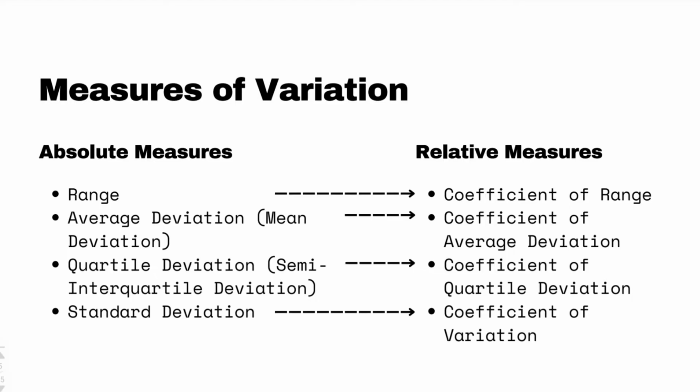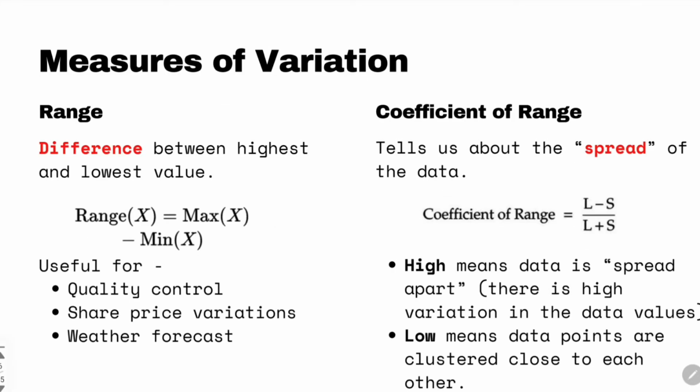For each absolute measure, we have a relative measure as well. For example, the absolute measure of range has a relative measure called coefficient of range. If it is average deviation, we have coefficient of average deviation. For quartile deviation, we have coefficient of quartile deviation. For standard deviation, we have the coefficient of variation. So well, let's go and see one by one.